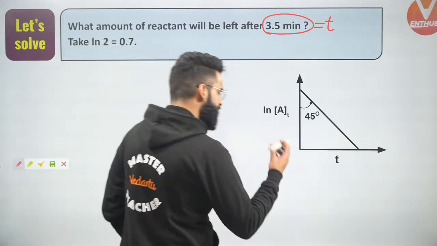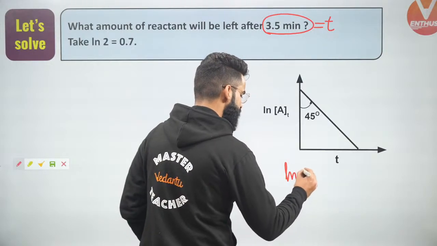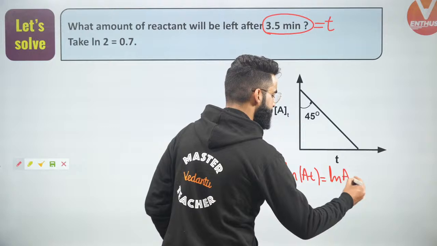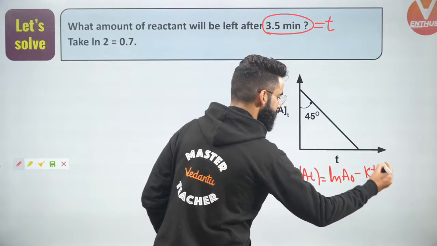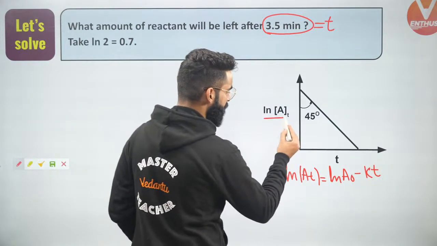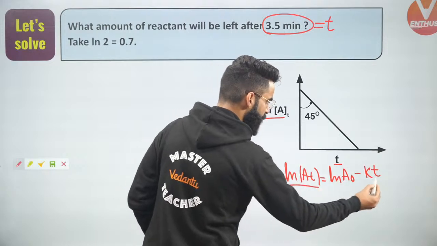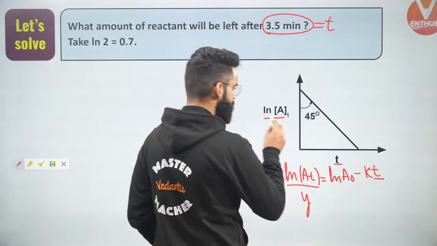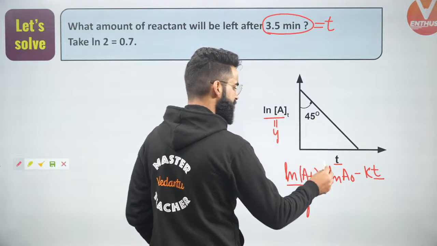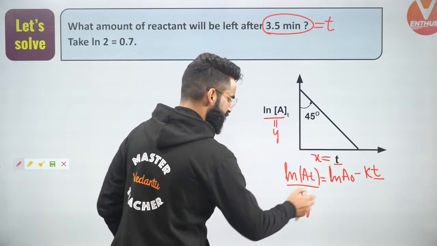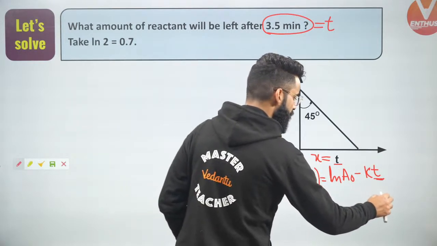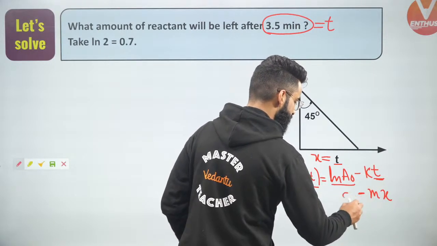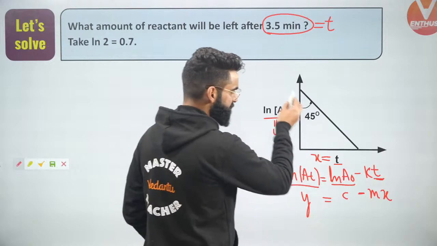As per our integrated rate equation of the first order, if you remember, ln of At is equal to ln of A naught minus kt. Now I have plotted a curve between ln of At versus T. Can I say it's going to be of the form y is equal to mx plus c? I'm plotting ln of At along the y-axis and time along the x-axis. So this term is y, this T over here is x, this is m, and this is c. It's a straight line.